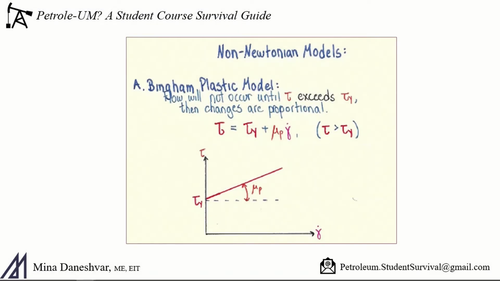Some non-Newtonian models you might want to be aware of are the Bingham plastic model. Flow will not occur until a shear stress exceeds the yielding shear stress, and then the changes are proportional. That means that this fluid isn't going to move until a certain amount of force is applied to it, and then it'll start moving. And once this happens, the relationship is linear, and you can assume a Newtonian-like behavior to help simplify your calculations.